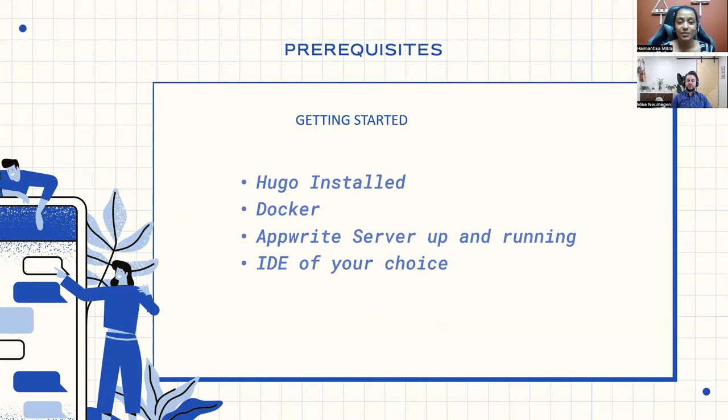Next, here are some of the prerequisites that we need before getting started. First is to install Hugo. Next, we need to have Docker, because with Docker, we'll be installing Appwrite. Don't worry about how easy or difficult it is. It just takes one single command and you will be up and running in just a few minutes, 1 to 2 minutes max. And then lastly, an IDE of your choice. For me, it's VS Code, and for you, it can be anything else. Or if you want, you can build your own IDE, anything that you really like.